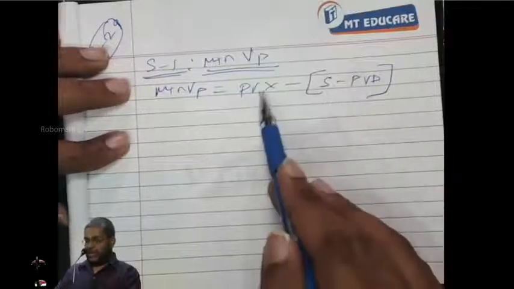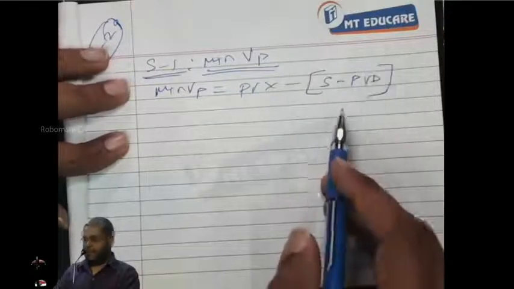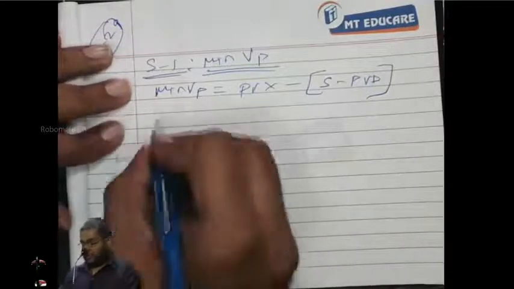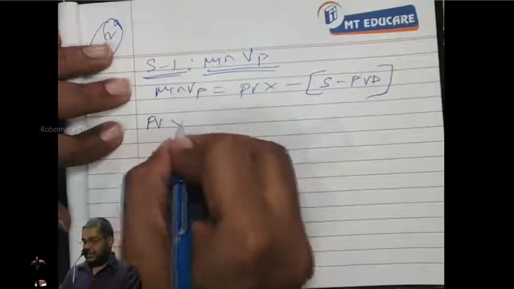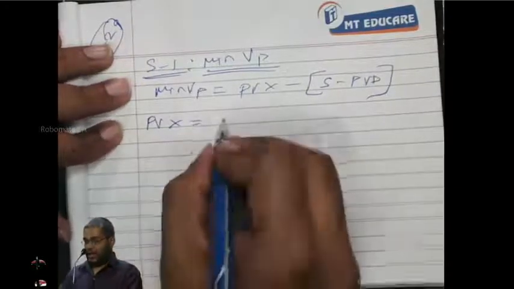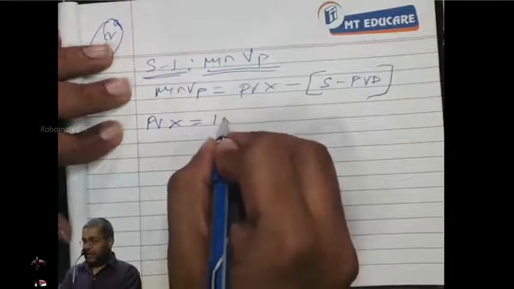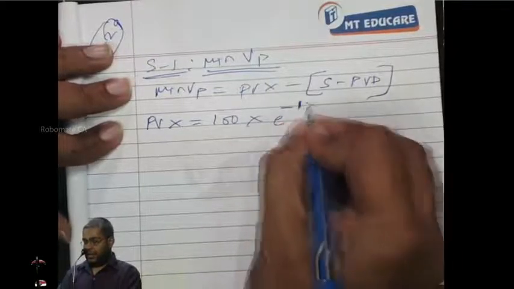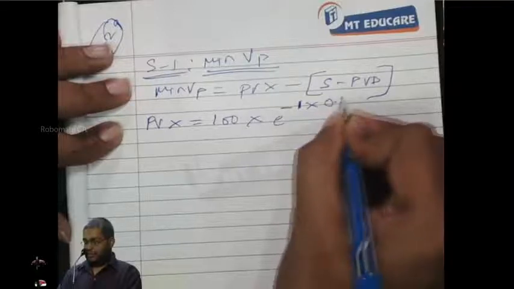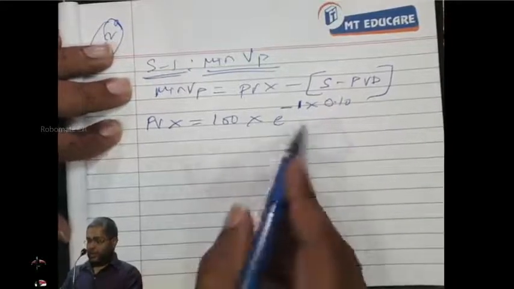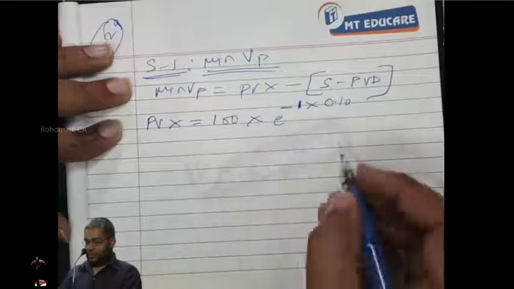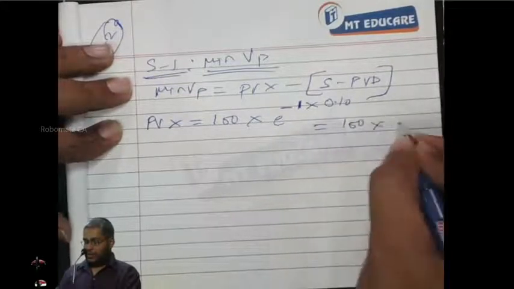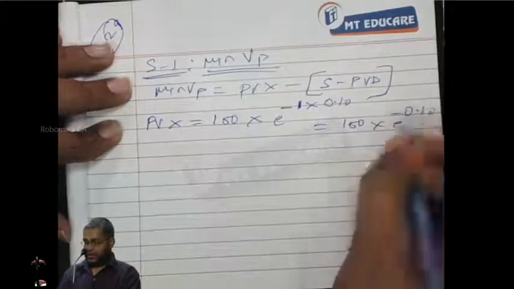Some books also add it as PV of X plus PV of D minus spot price. Both are the same. Now you have to find out two things. First is the present value of strike price. PV of X is equal to 100 into e power minus 1 year at 10%. That is 100 into e power minus 0.10.